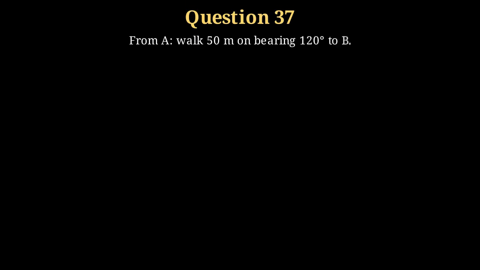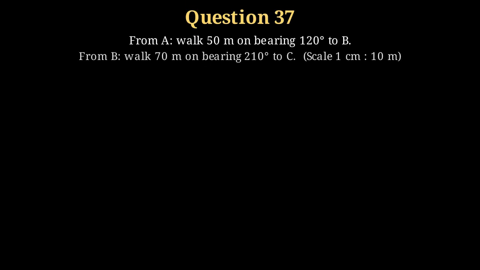Question 37. From point A, a learner walked 50 meters on a bearing of 120 degrees to reach B. From B, she walked 70 meters on a bearing of 210 degrees to reach C. Using a scale of 1 centimeter to 10 meters, we show the positions, then find the distance and bearing of C from A.